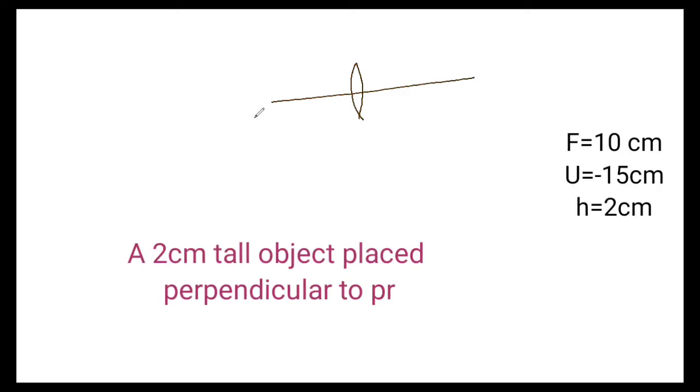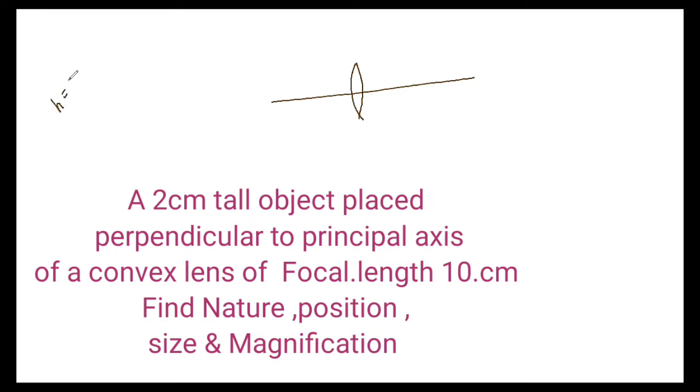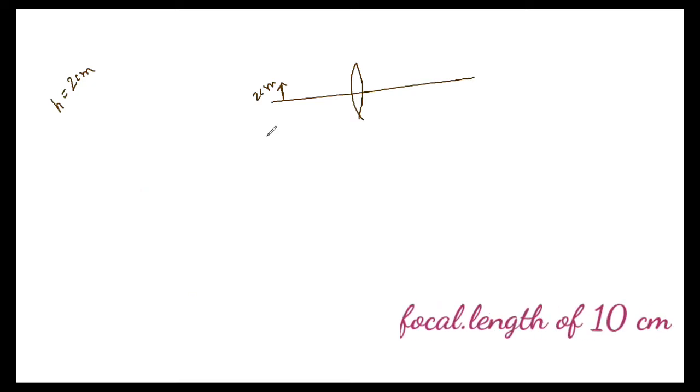I have a convex lens and an object 2 centimeters tall, so the height of the object is 2 centimeters, given. It is placed perpendicular to the principal axis of the convex lens, which has a focal length of 10 centimeters.